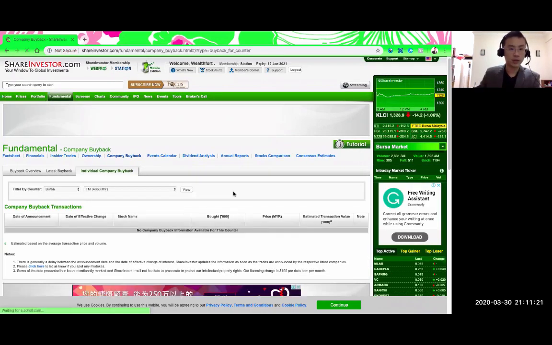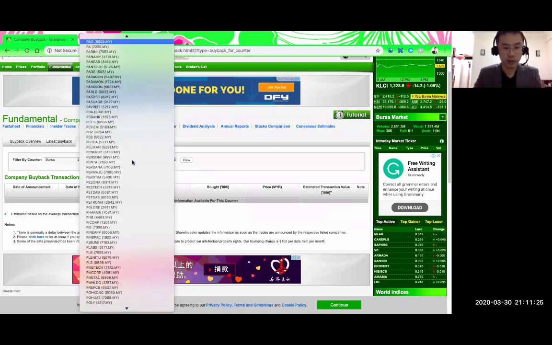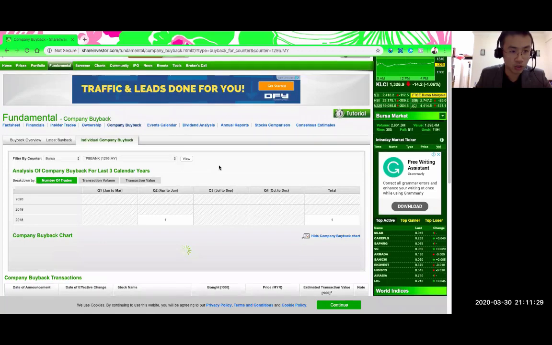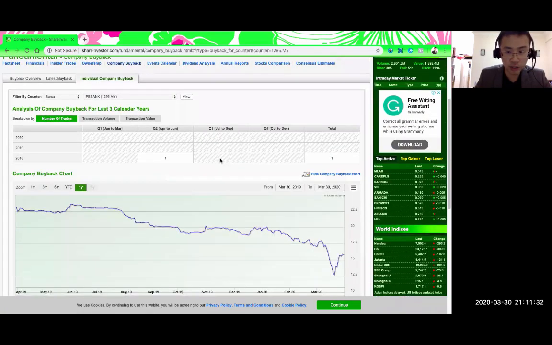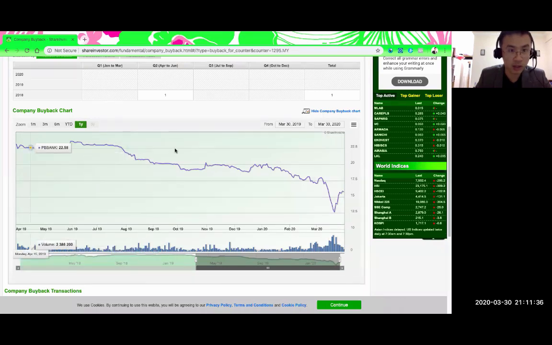You can find out which company has done a share buyback. For example, just now we were at Public Bank, right? So let's go to Public Bank. Just click view. So you know whether they have done a share buyback in the past 1 year? Actually, no, there's no buyback here.